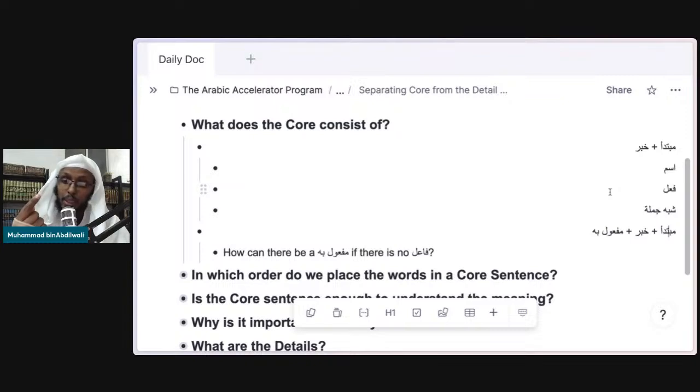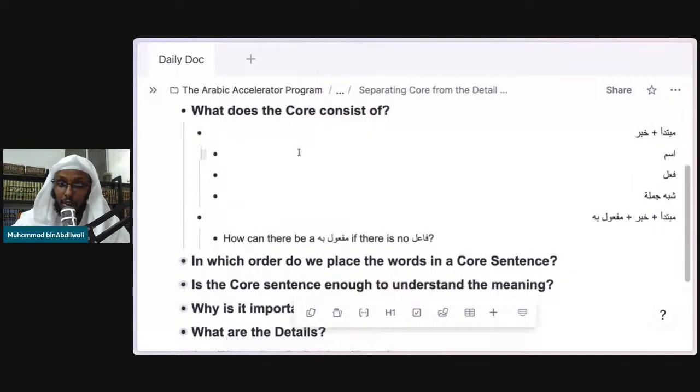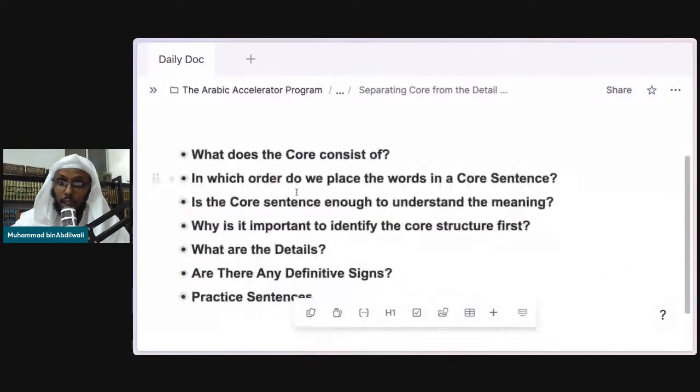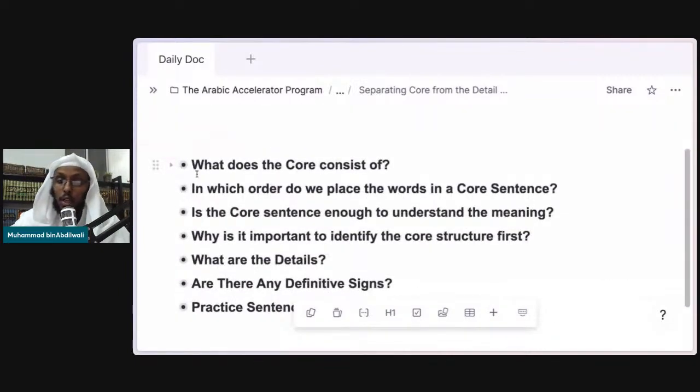Which means if you have a mubtada and then you have a fi'l, then that mubtada is in essence the fa'il, even if technically it's not called fa'il, it's called mubtada. And that's the reason why they call it mubtada to start off with: because it's the first word in the sentence. Mubtada means the word that you start with. So you have mubtada and then khabar and then maf'ulun bihi.